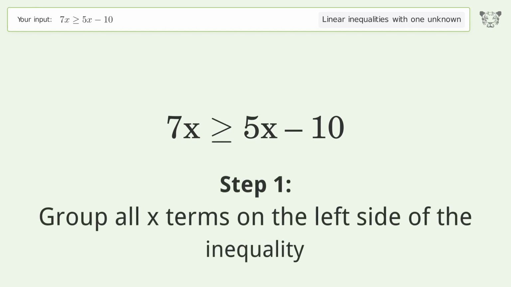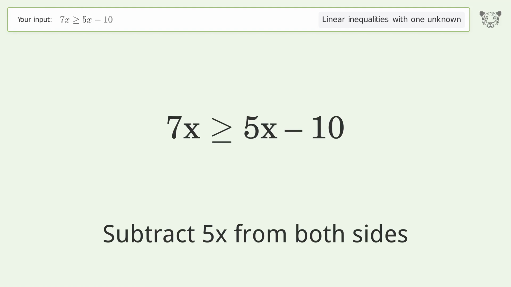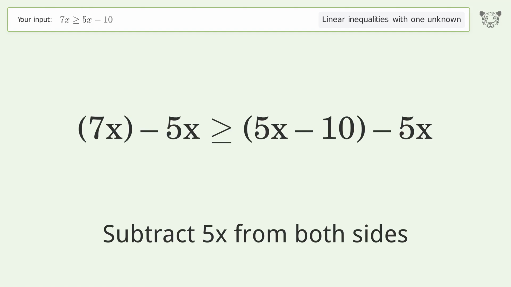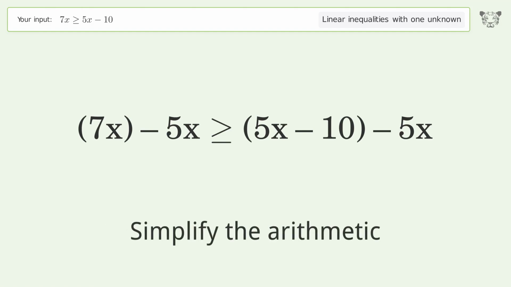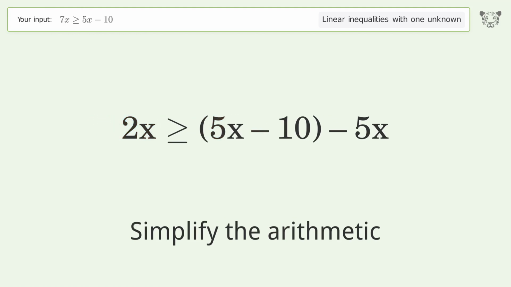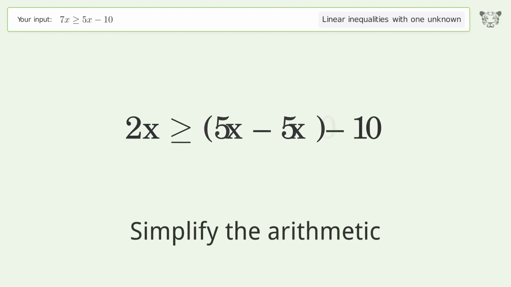Group all x terms on the left side of the inequality. Subtract 5x from both sides. Simplify the arithmetic. Group like terms. Simplify the arithmetic.